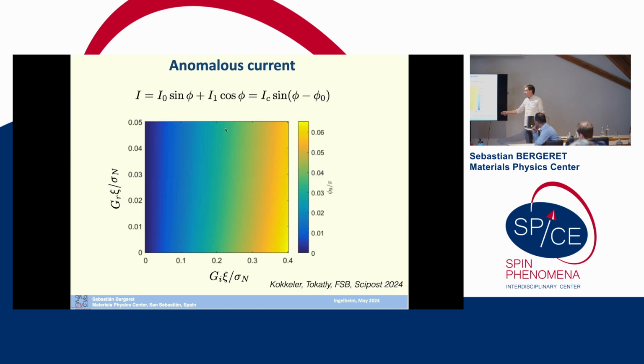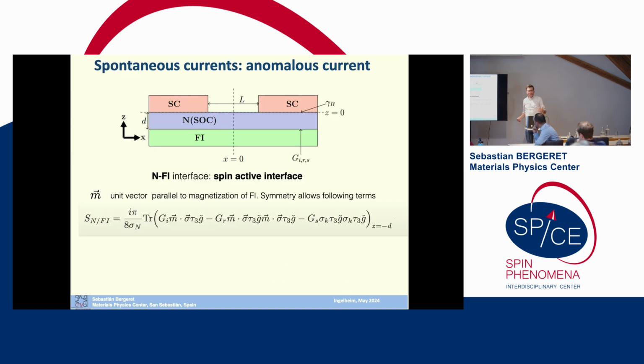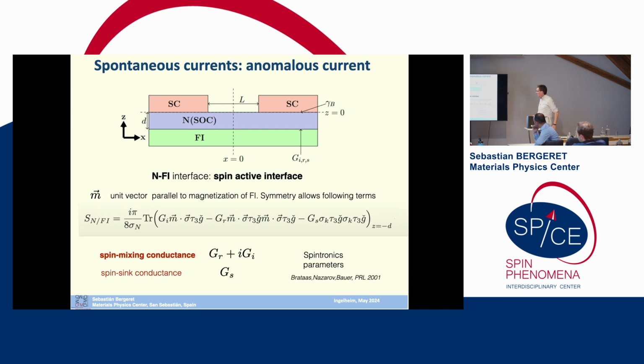By the way, from symmetry arguments alone you can write these three terms in your interface if you have a magnetic moment, and each of these terms can be associated with the very famous spin mixing conductance terms derived by Bergeret and collaborators a long time ago. So in other words, for platinum YIG there are hundreds of papers. We know exactly the numbers for this, or at least if we trust experimentalists.